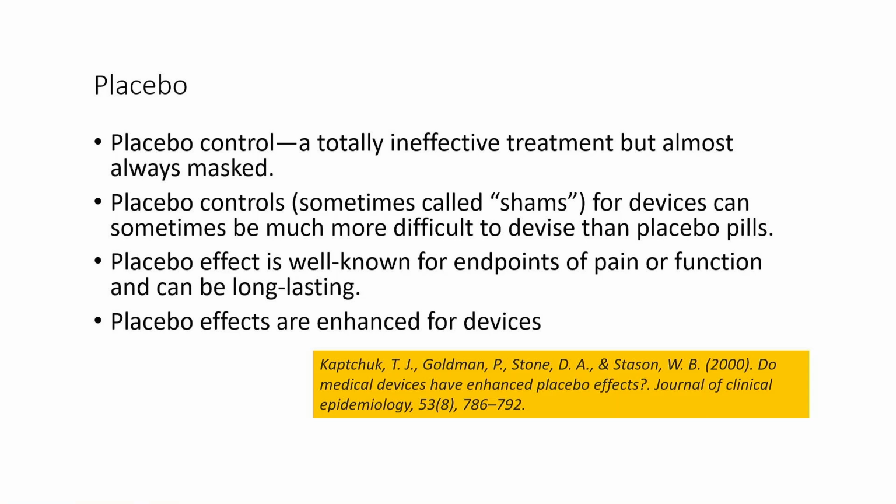From a placebo standpoint, a placebo control is a totally ineffective treatment, but almost always masked for most trials. Placebo controls, sometimes known as shams for devices, can sometimes be much more difficult to devise than placebo pills, right? Placebo effect is well known for endpoints of pain or function and can be long lasting, right? So many a times you may have given some kind of a tissue construct or a medical device, right? Or you may have given something as a sham, right?